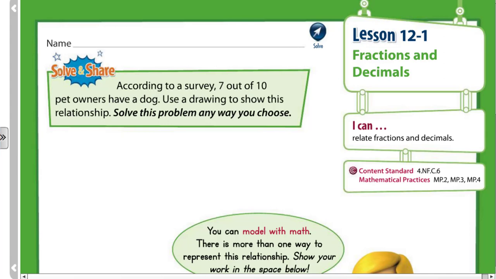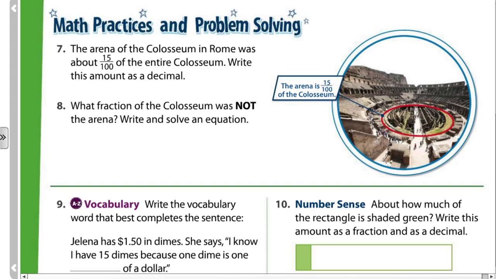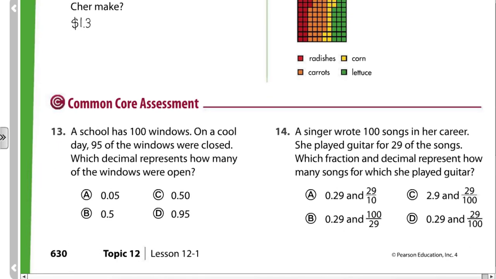So today we'll continue with the first lesson in topic 12, fractions and decimals. What we will do today, we will solve questions. By the end of this session, we will solve questions like these questions.